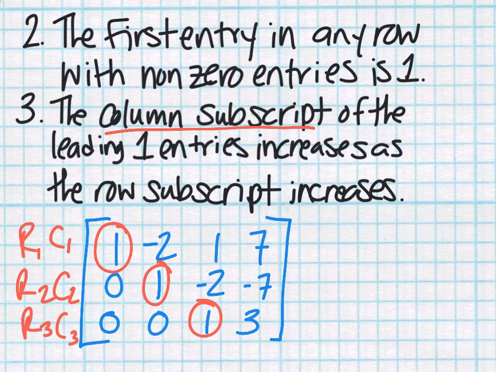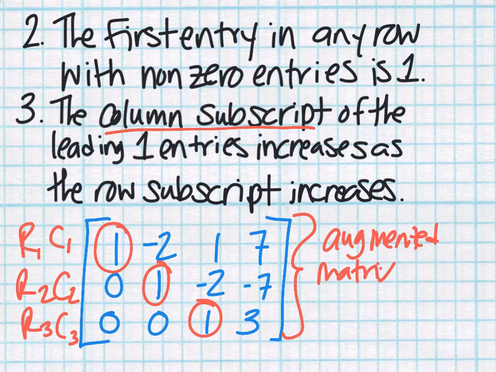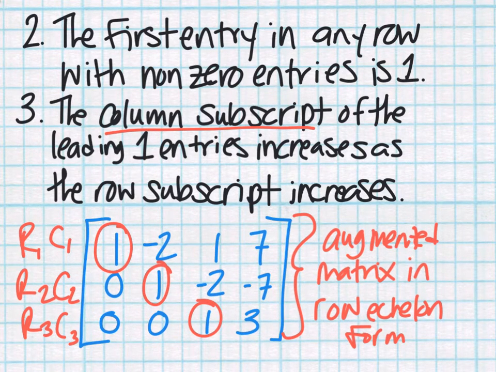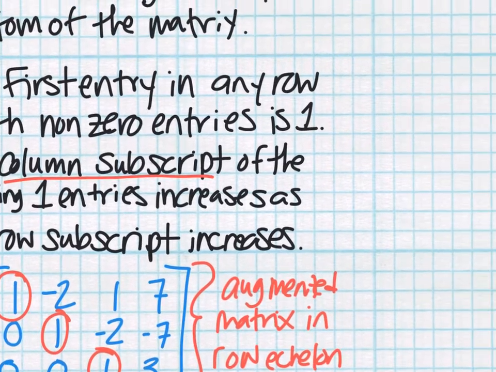So this is an augmented matrix in row echelon form. It meets all 3 of those requirements that we just talked about. Okay, let's talk about operations that we can do on a matrix. Let's get a little more space.